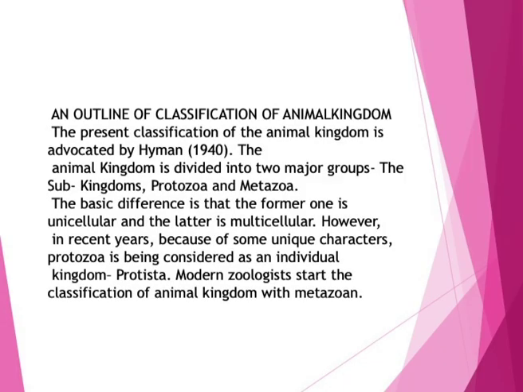The present classification of the animal kingdom is advocated by Hyman in the year 1940. The animal kingdom is divided into two major groups, the subkingdoms Protozoa and Metazoa. The basic difference is that the former one is unicellular and the latter one is multicellular. However, in recent years, because of some unique characters, Protozoa is being considered as an individual kingdom, Protista. Modern zoologists start the classification of animal kingdom with Metazoa.